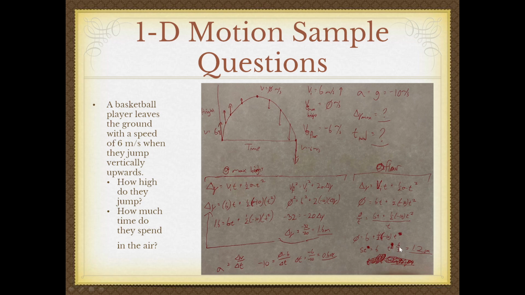That means t equals 6 over 5, and therefore the total time in the air, the time to rise and fall back to the floor, is 1.2 seconds.